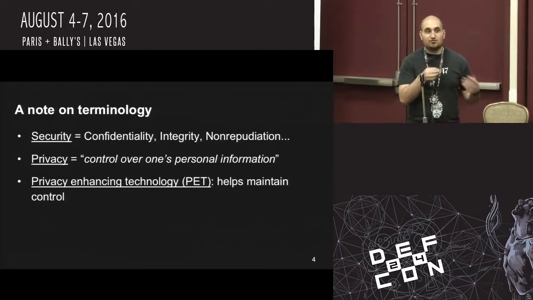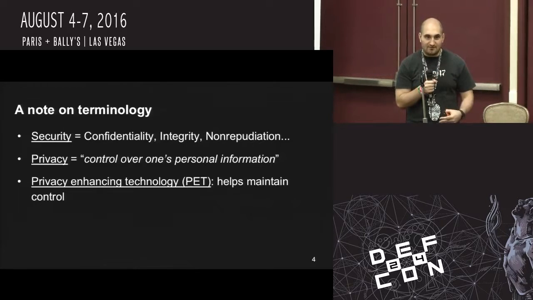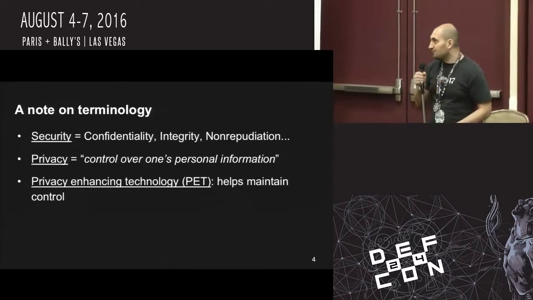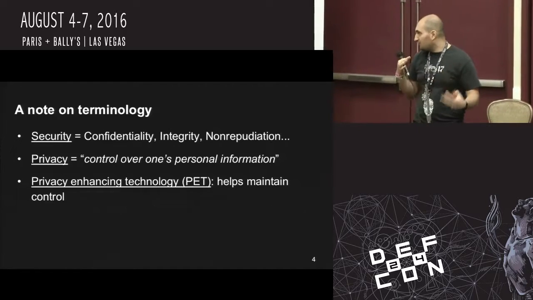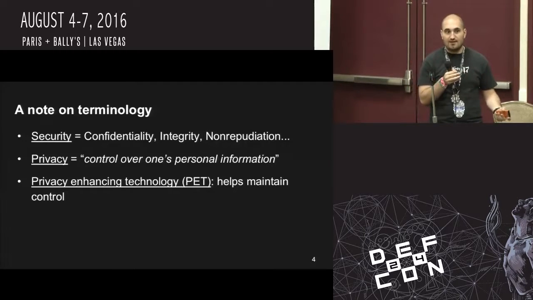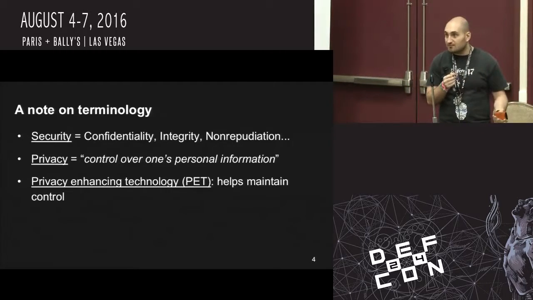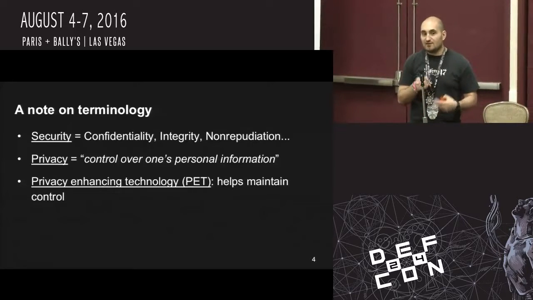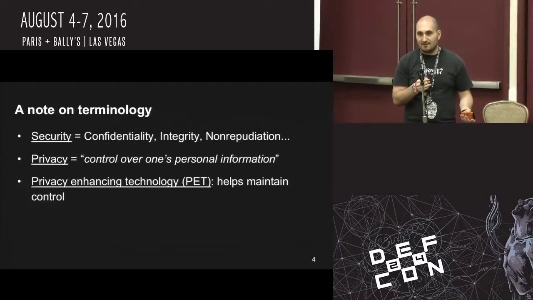Privacy is just control over your personal information in general. If you don't have security, you're never going to get to privacy, because someone else already has that control for you. And so these privacy-enhancing technologies are just any technology that lets you control your privacy. Something like VeraCrypt that lets you encrypt your files could be a privacy-enhancing technology. Something like Tor is usually considered a privacy-enhancing technology.